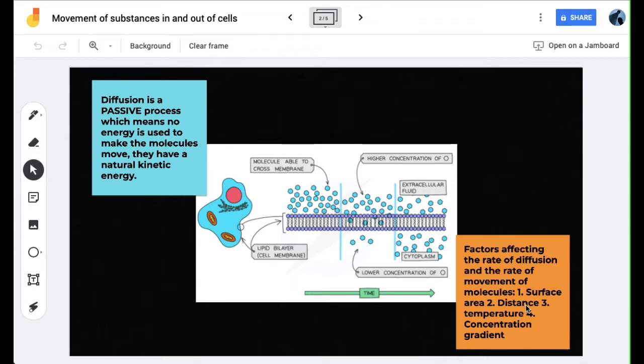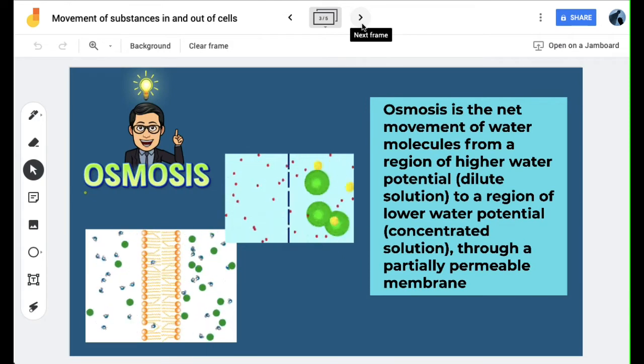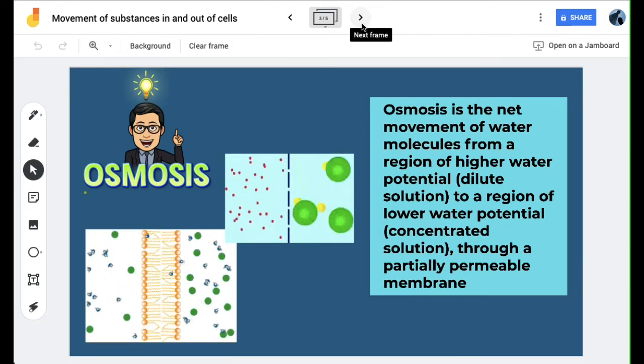The third one is the temperature. This is self-explanatory: if there is a higher temperature, the rate of diffusion will be higher also. It's because the molecules are faster and they have more kinetic energy because of the higher temperature. And the fourth one is the concentration gradient. The greater the concentration gradient, the higher the rate of diffusion. Let's move on and explore more about osmosis.